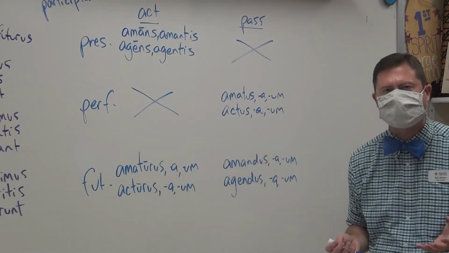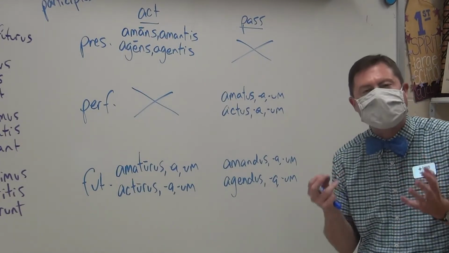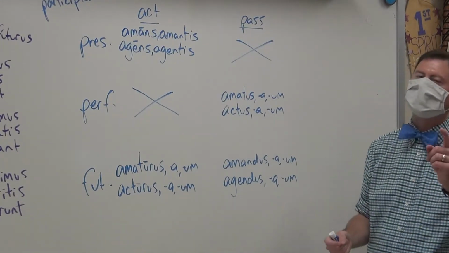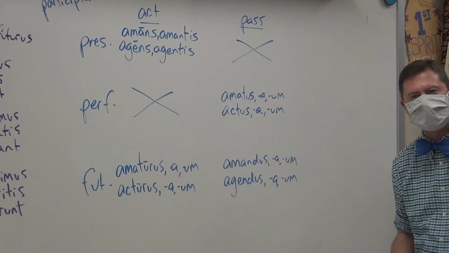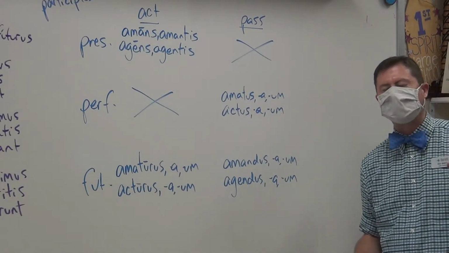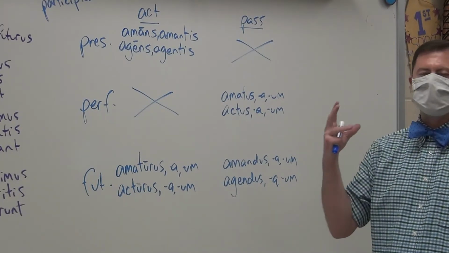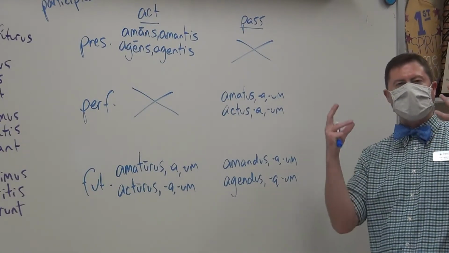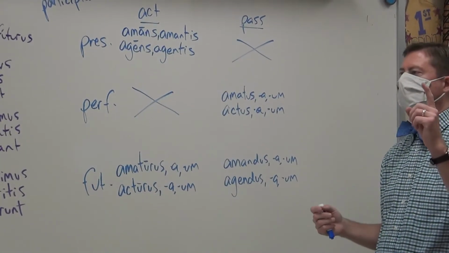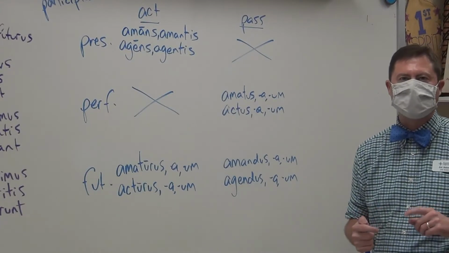And why do I do that? Because technically they are. That's what a periphrastic is. And Allen and Greenough backs me up on it. By the way, Allen and Greenough is probably the gold standard of Latin grammar books. It's called New Latin Grammar by Allen and Greenough. Why is it New Latin Grammar? Because it was published in 1901, and that's recent.